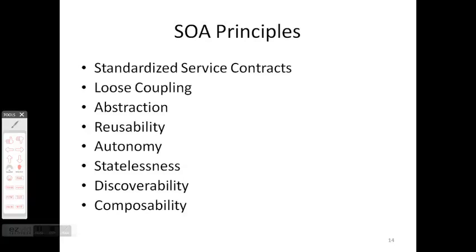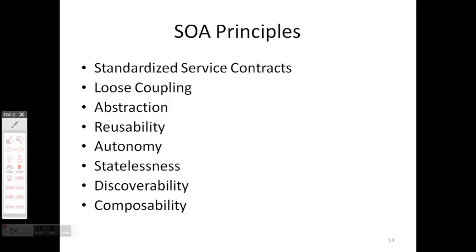Now, we will go through the most important principles of service-oriented architecture here. I will quickly go through them, and then I will explain them one by one, in more detail. The first one is standardization of service contracts. That means every service has to have a contract between the service provider and the service user. This contract has to be standardized, and all services throughout the organization have to provide the same standard of contract.